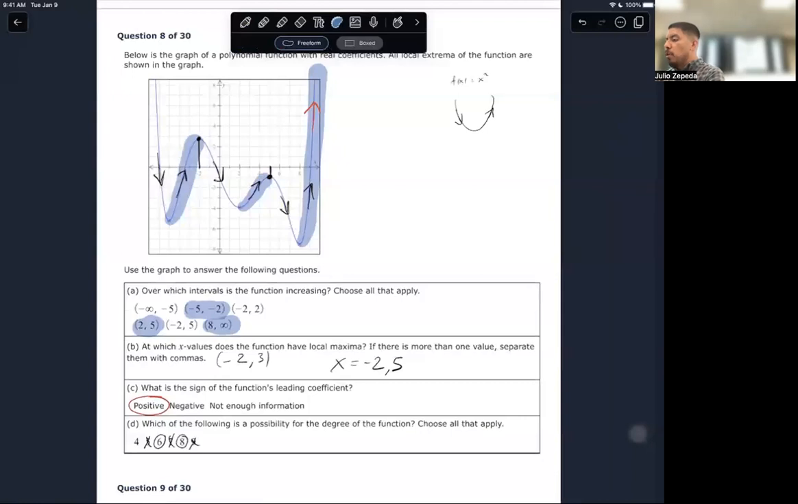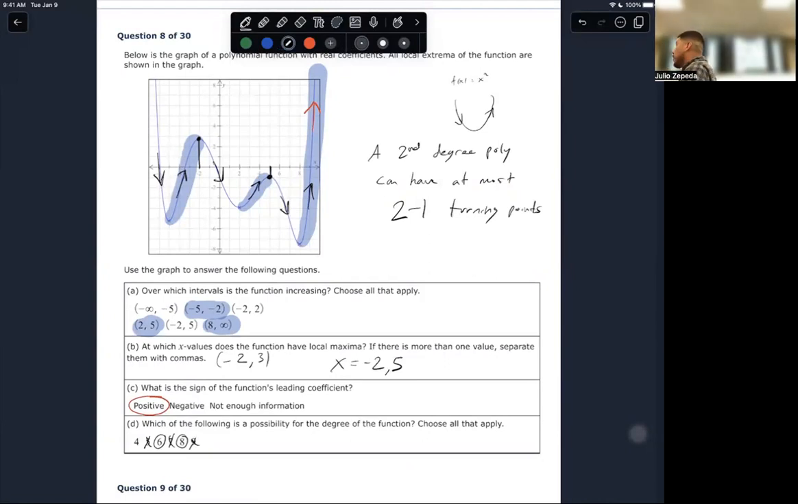A 4th degree polynomial, or let me write it this way here. A 2nd degree polynomial, and I'll just write polynomial, can have at most the degree minus 1 turning points. Like the x squared function is a 2nd degree polynomial. It can have at most 1 turning point where it turns around. And so if it was a 4th degree polynomial, that would mean that it has at most 3 turning points.